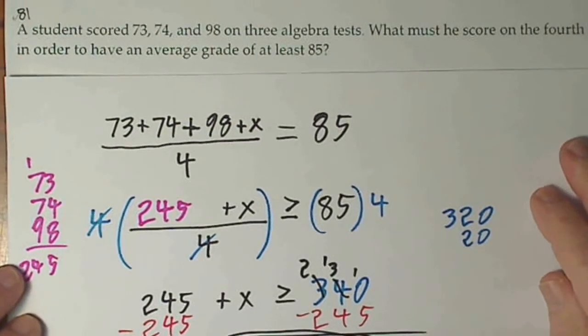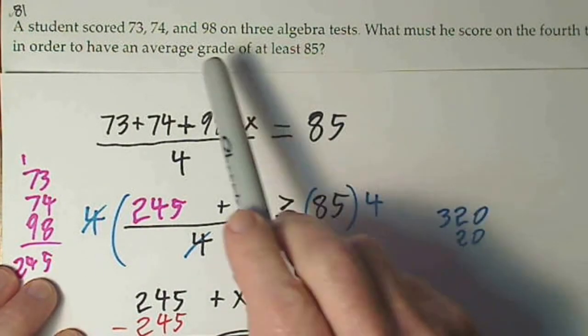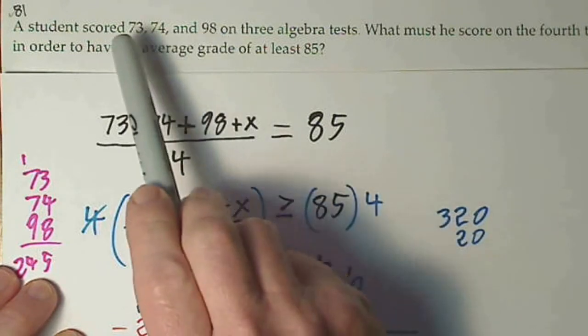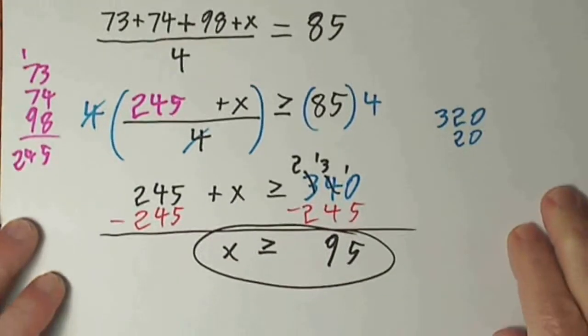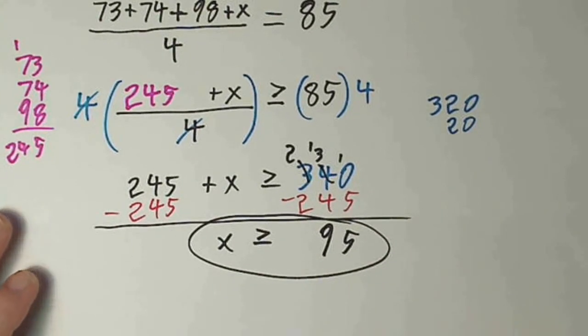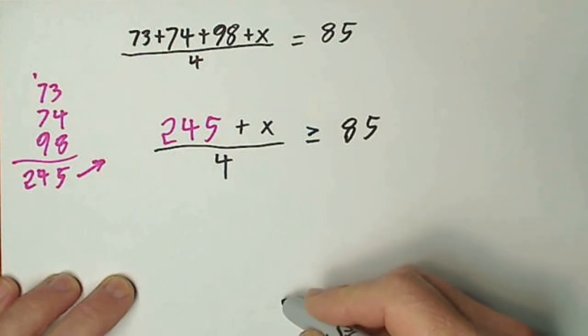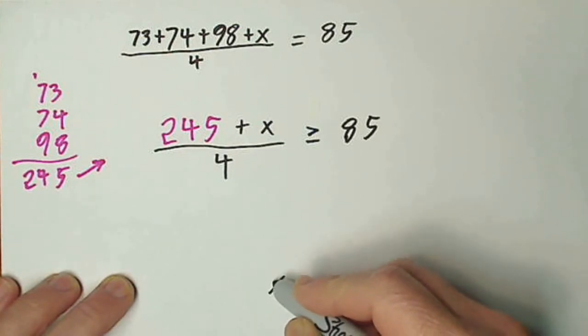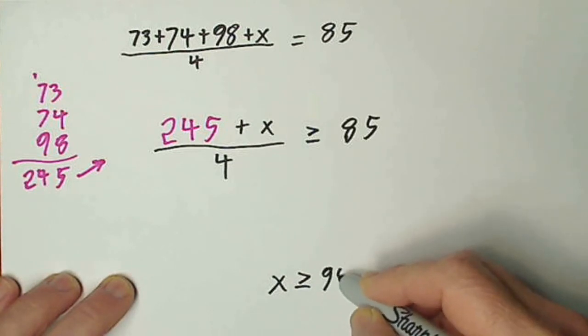And I guess that makes sense because if you want an 85, you can see only one of these scores was above it. Both of these scores were below the 85, so you got some work to do there. Okay, so anyway, x is greater than or equal to 95. Alright, so we figured out that x has to be greater than or equal to 95.